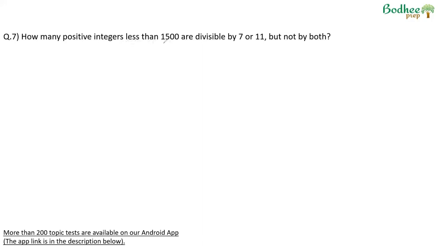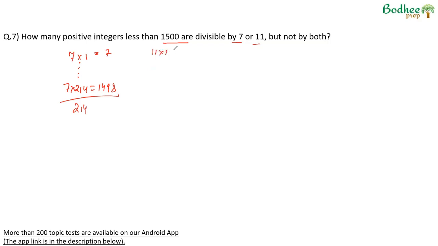How many positive integers less than 1500 are divisible by 7 or 11, but not by both? Okay. So the smallest number divisible by 7 is 7 into 1. The largest number will be 7 into 214, which is 1498. So positive integers less than 1500 divisible by 7 are 214 in number.